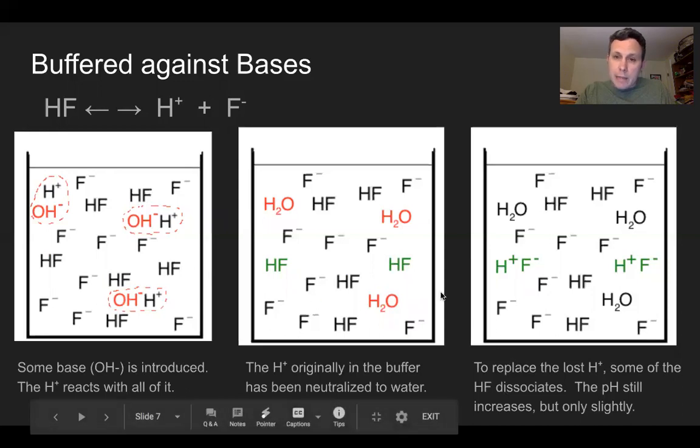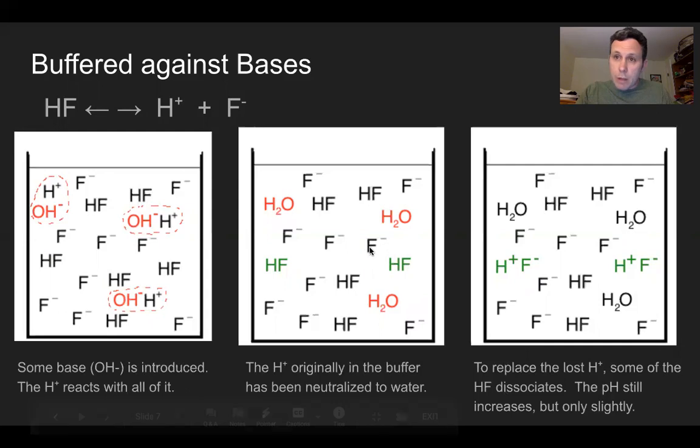We added the base, its pH will go up, but not by as much as if this buffer was not present. So it's buffered in both directions because it has a weak acid, which can buffer and prevent the base from having a major impact, and it's got a weak base, which can prevent the acid from having a major impact. They both can coexist.